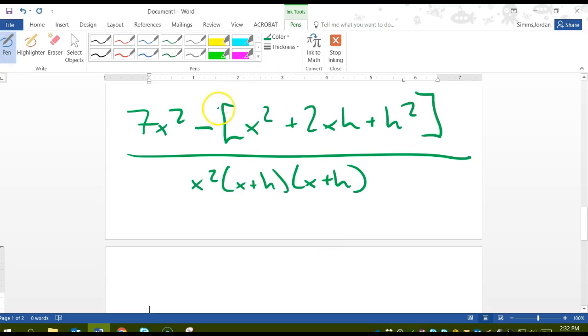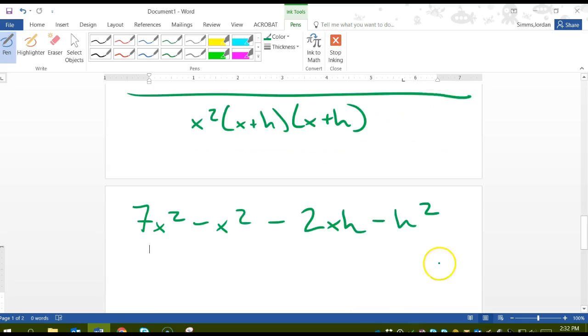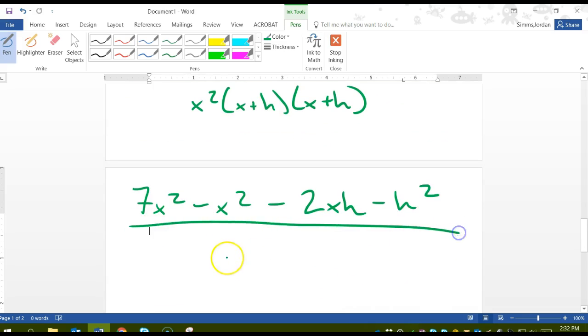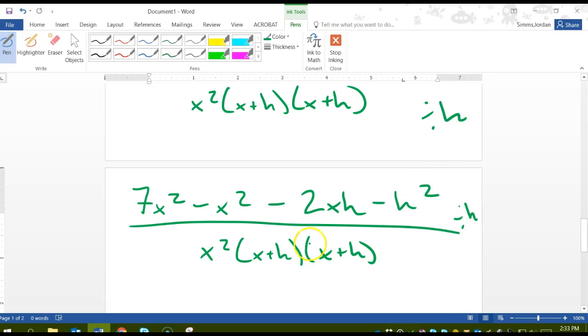Okay, let's distribute this negative 1. So I have 7x squared minus x squared minus 2xh minus h squared. Okay, and all of that again is divided over x squared, x plus h, x plus h. And remember we're still dividing by h over here, somewhere over there. We'll deal with that later.